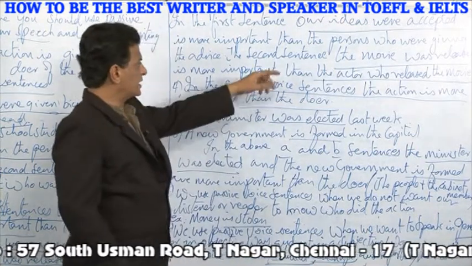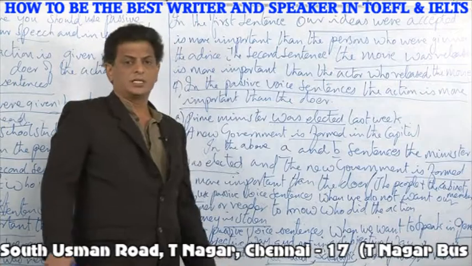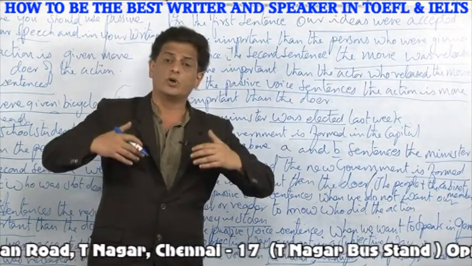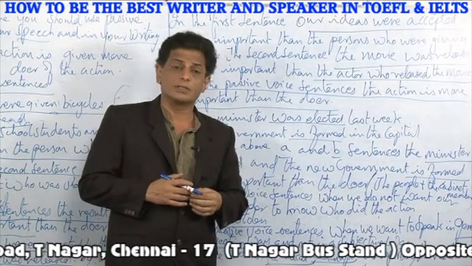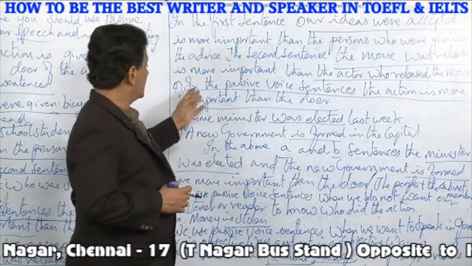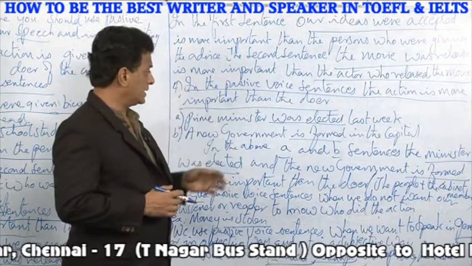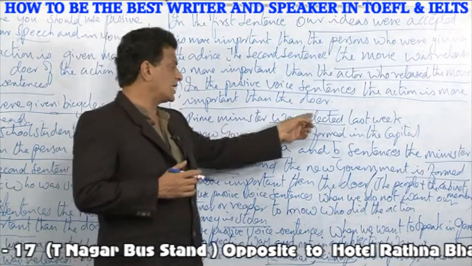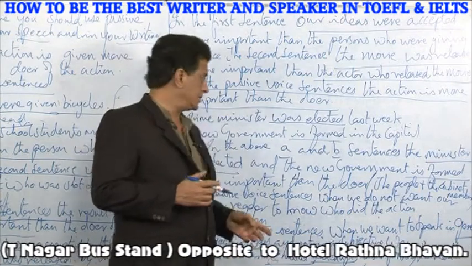So, the movie was released, the ideas were accepted. These are the two things. The action is more important. When you are giving more weightage to the action, then you are using the passive voice sentence. Now, you see the fourth. In the passive voice sentence, the action is more important than the doer. Prime Minister was elected last week.